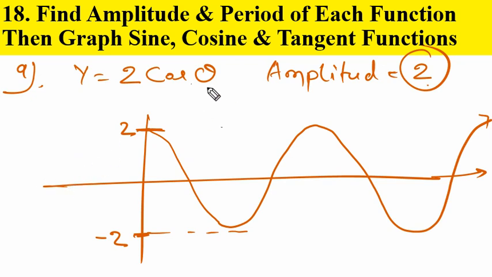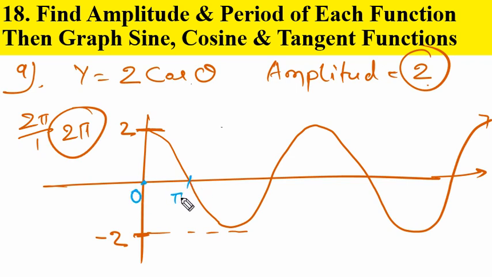Now second thing, you will check the period. The period was how much? Period for this one is 2 pi over 1. So the period was 2 pi, right? Then you will check the period. So this point will be 0. Cos pi over 2 is 0.